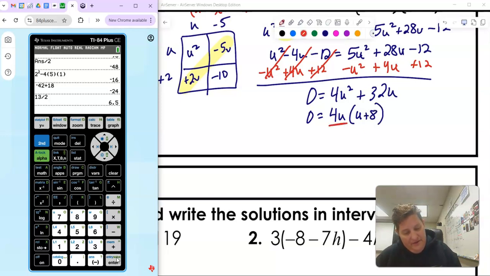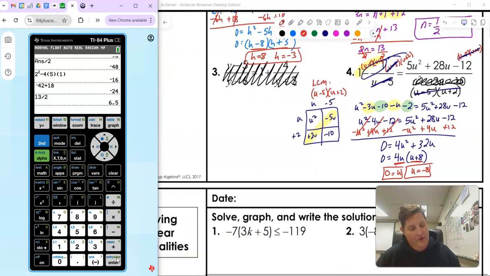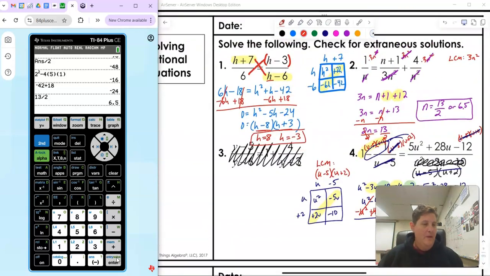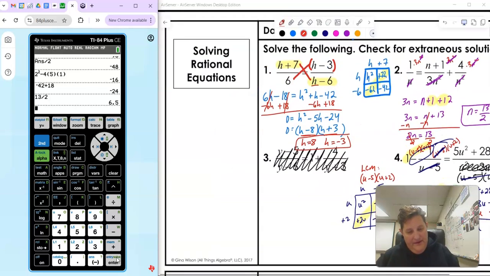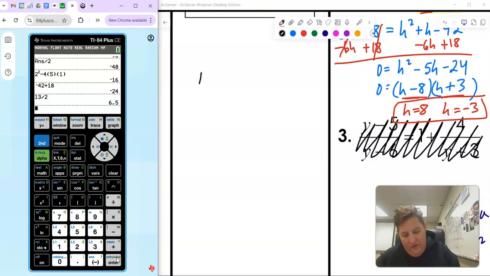Now to solve this: if I set that equal to 0 and I divide by 4, I get u equals 0. And from this side, I get u equals negative 8. And that's it. The last thing I was going to talk about real quick is that we actually didn't get any radical questions on this review. I don't know why it was not on there, but I'm just going to make up a problem here.